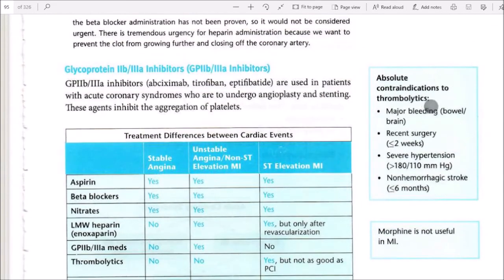Contraindications to thrombolytics: major bleeding, bowel pain, recent surgery (less than or equal to 2 weeks), severe hypertension (greater than 180 by 110 mm mercury), non-hemorrhagic stroke (less than or equal to 6 months). Morphine is not useful in MI.